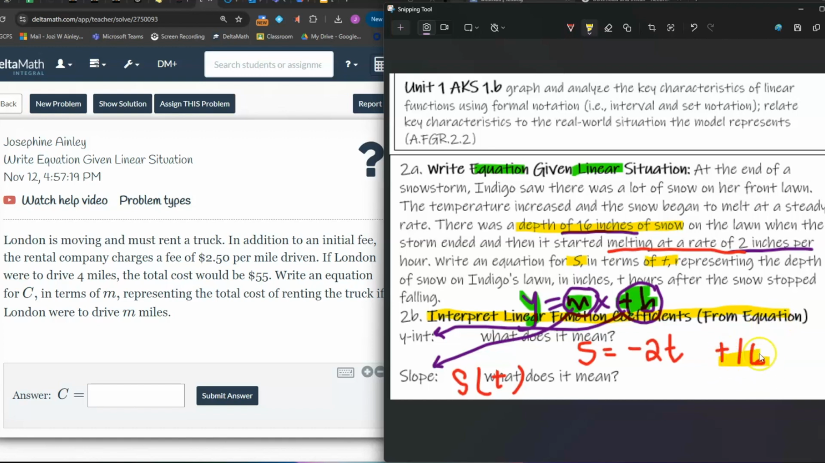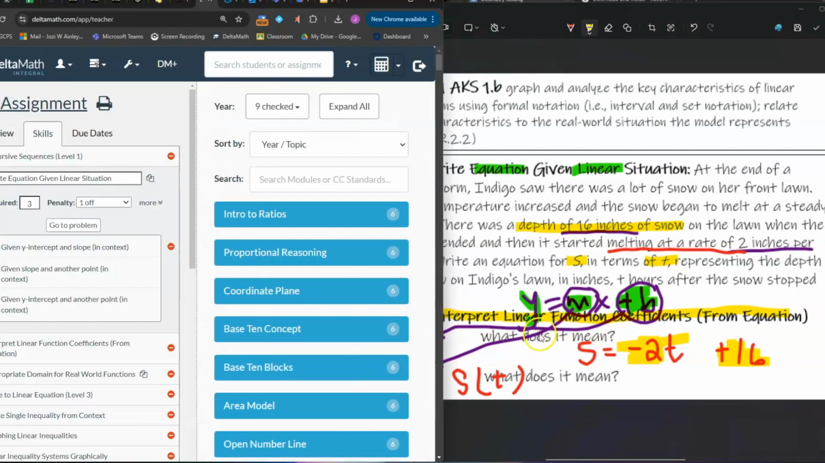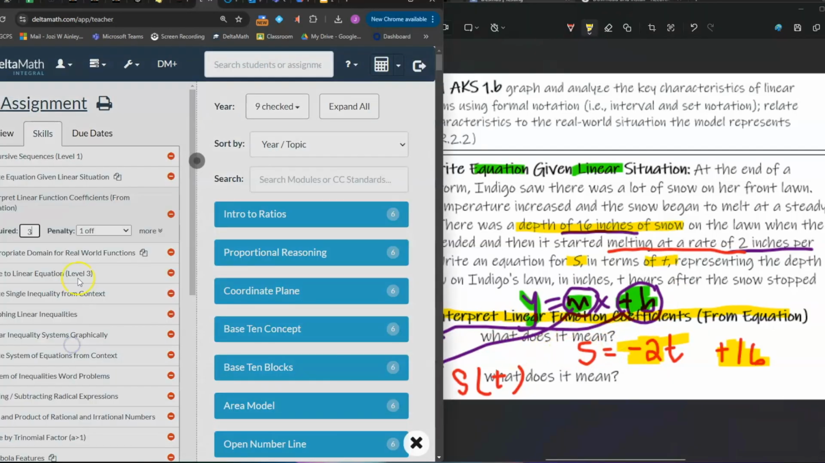We know that the y-intercept is where it starts, where it begins, or in terms of this question, I start off with a depth of 16 inches of snow. In terms of my slope, what does negative 2 mean in the context of this problem? That my snow is melting by 2 inches per hour. So I'm going to actually go and give you that B one. So that's going to be this next one.